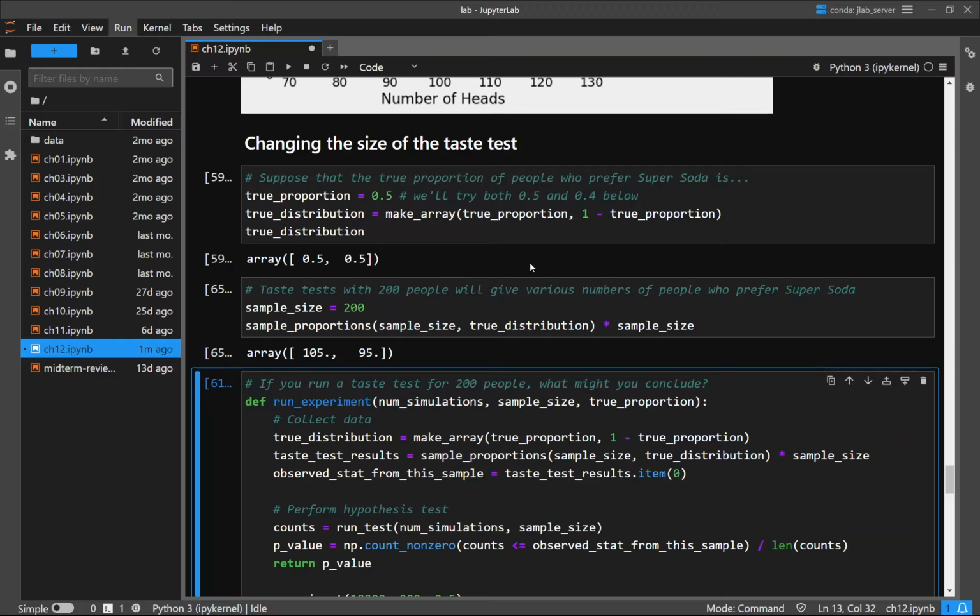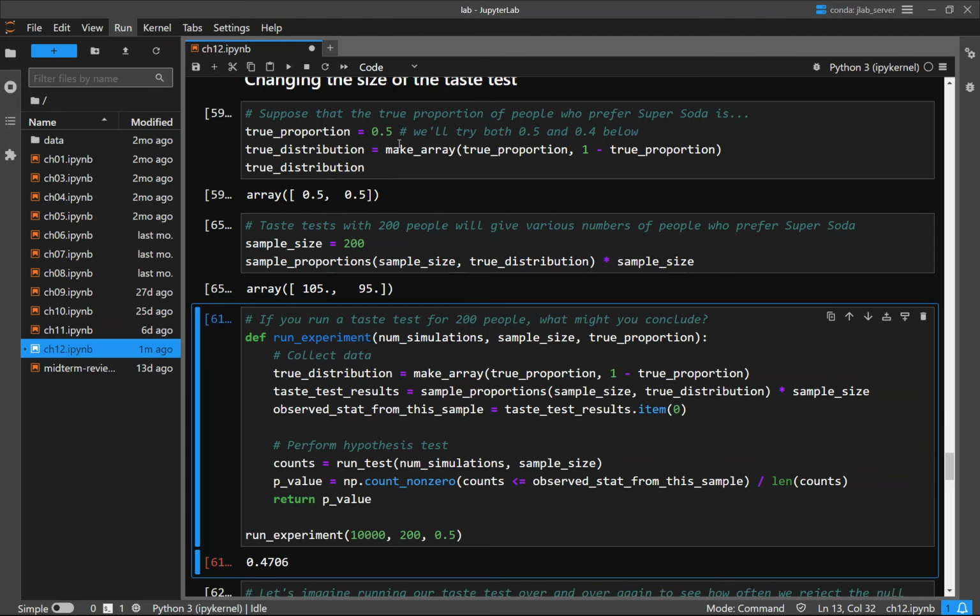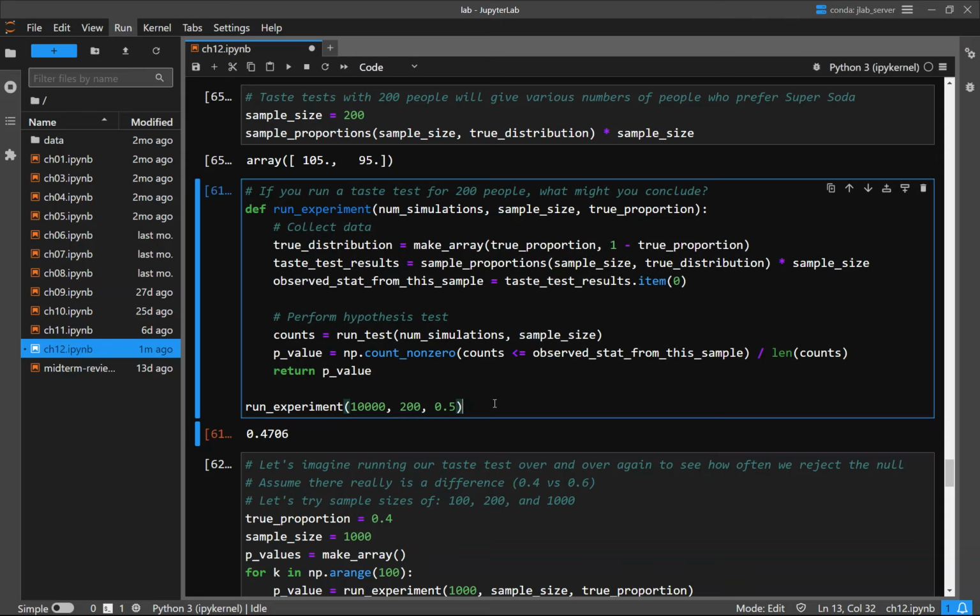Those are the kinds of values that you'll see. They will fluctuate all over the place. But what if it really wasn't half and half? How many people would you have to survey to notice that? Okay, so here, let me try to explain what this function is doing.